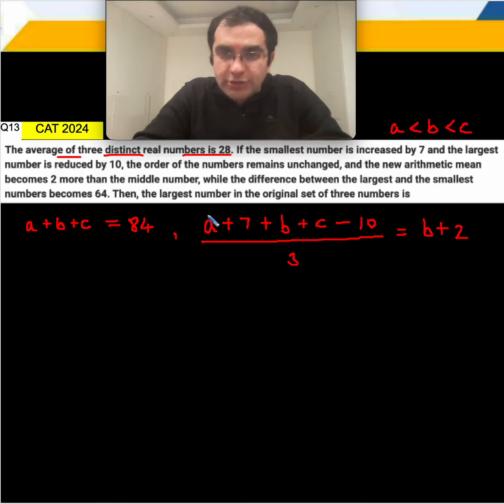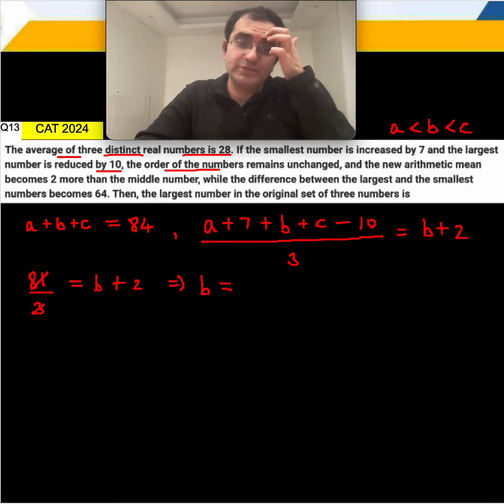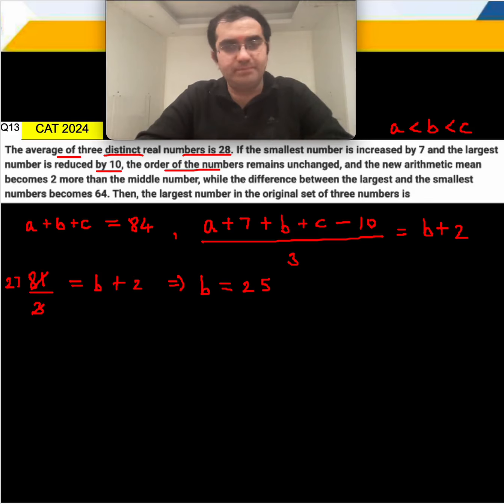Okay. Do you see A plus B plus C over here? Pick up this 84 and put it here, then B will come. So we'll put 84 plus 7, 91 minus 10, 81. So 81 upon 3, which is 27, is equal to B plus 2. Okay, so 27 minus 2, 25. B has come. When B has come, A plus C has come. Here, put 25 for B.